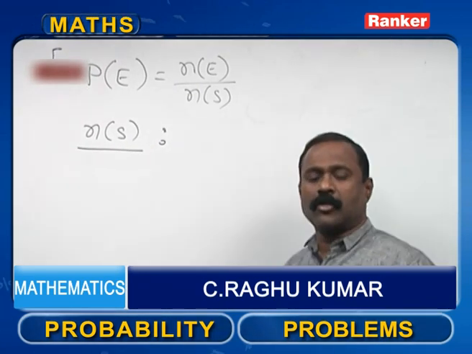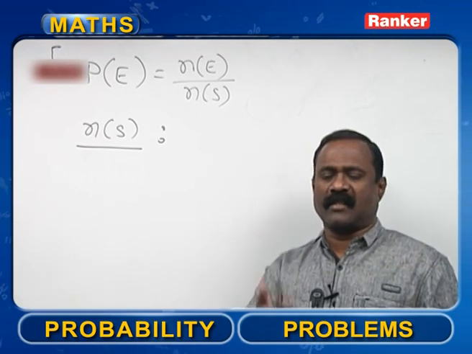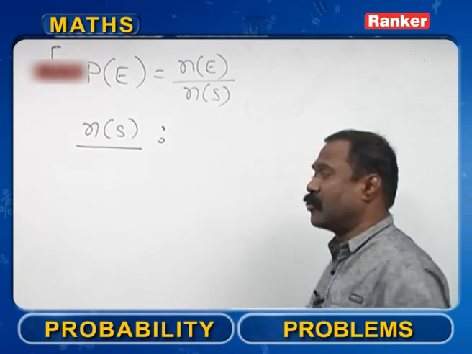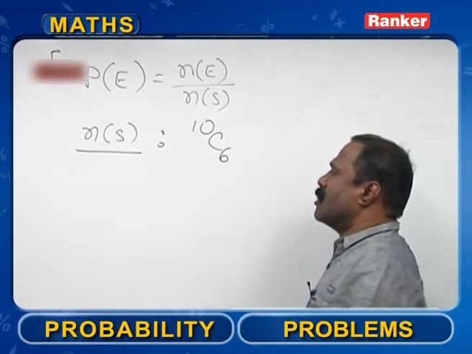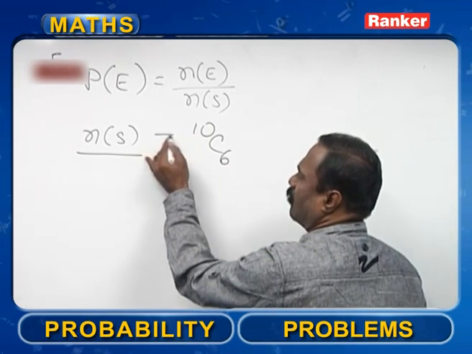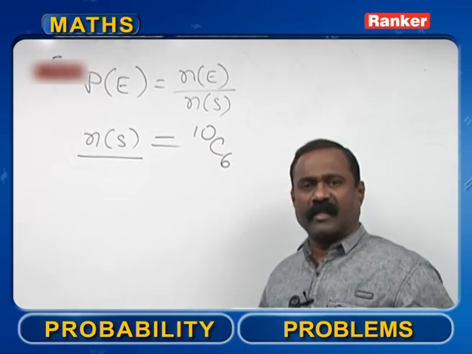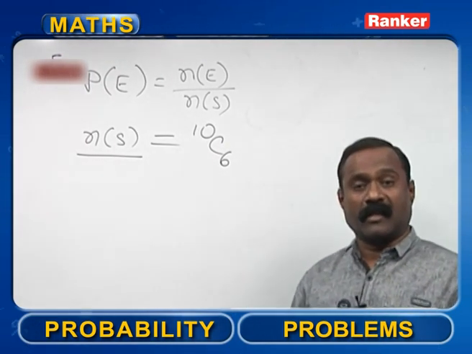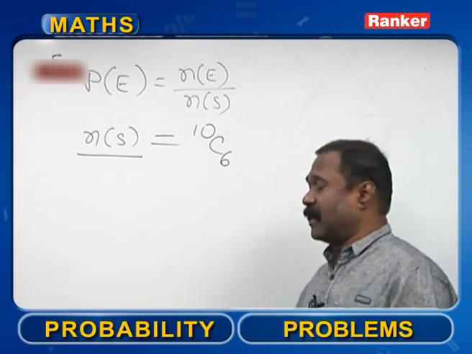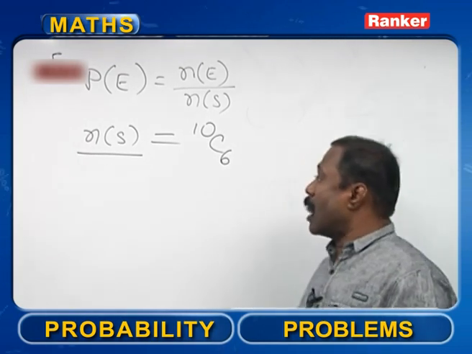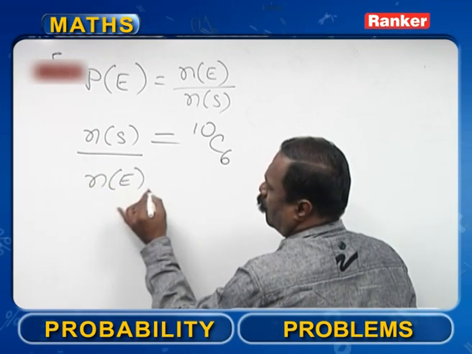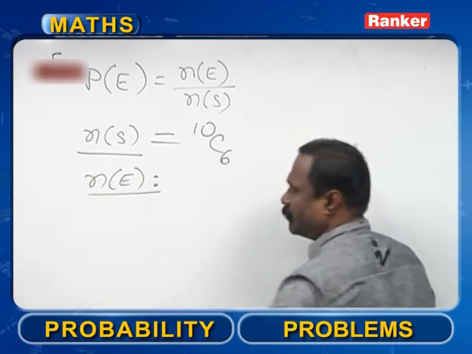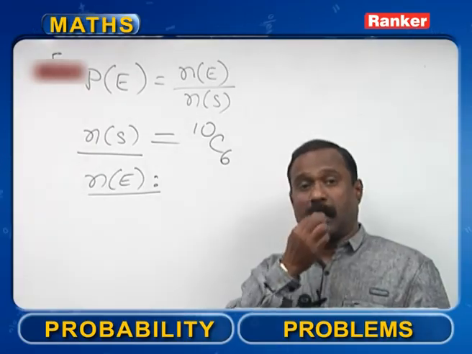N of S. The total number of outcomes: totally 10 articles are there. From 10 articles, 6 articles are chosen, which can be done in 10C6 different ways. So in this case, N of S is nothing but 10C6. Now, to apply the classical definition of probability, our denominator is fixed to be 10C6. Now, we need N of E here. What should be N of E?